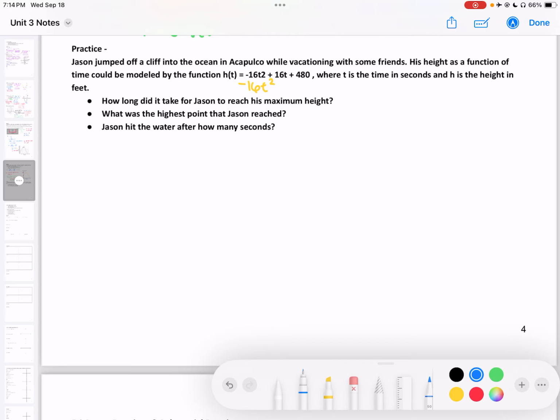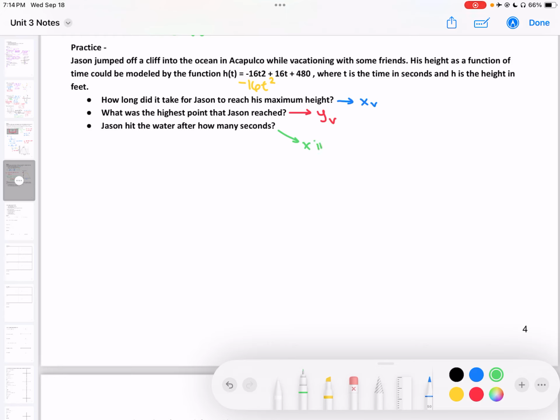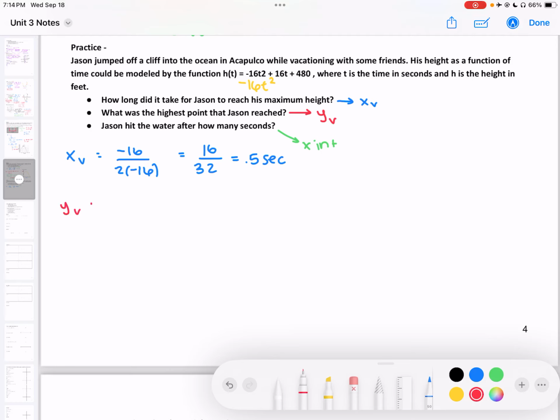Same exact scenario. So let's go ahead and find the x-coordinate of the vertex. Then we'll find the y-coordinate of the vertex. And then we'll find the x-intercept. So we have negative 16 over 2 times negative 16, which is going to be 16 over 32, or 0.5 seconds. So it's very quick. He does not go much higher than where he's starting.